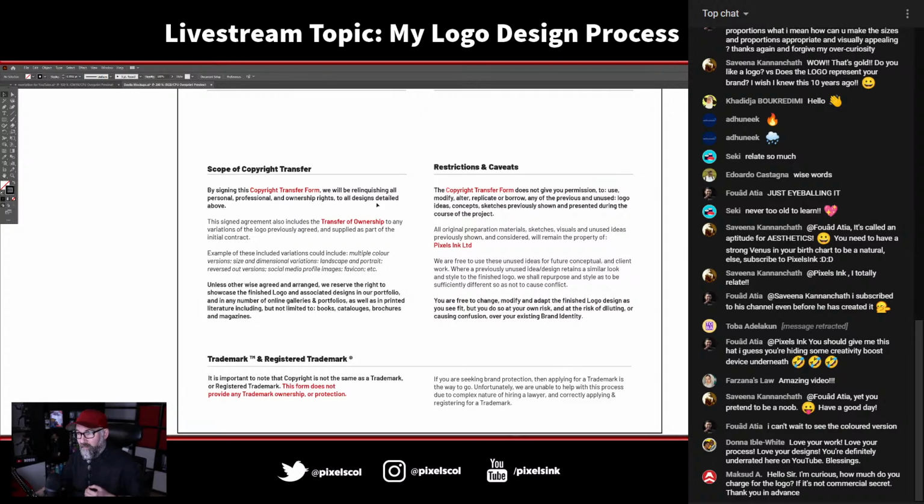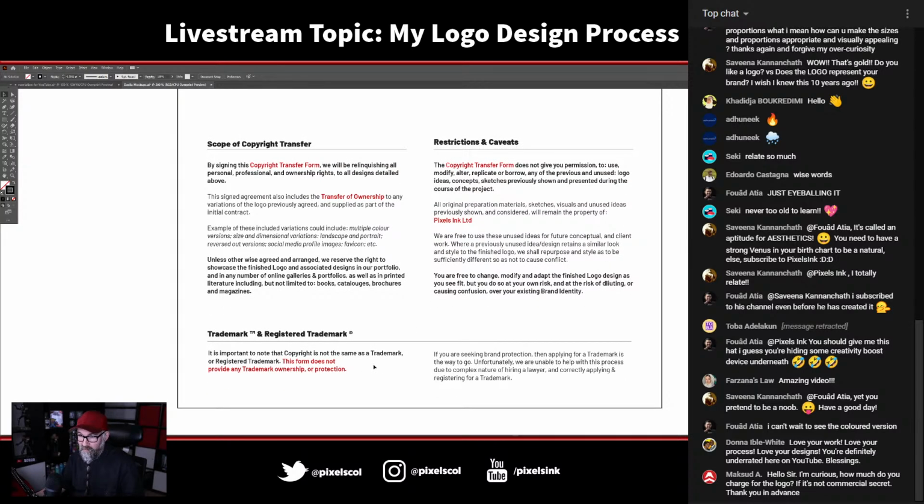So I have that written in here, that I can still do that. I also mention that a copyright transfer is not a trademark, it's not a registered trademark. They would have to seek help with that. Since working with Jason, I now actually have a trademark company that I refer all of my clients to if they want to go through the trademark process.